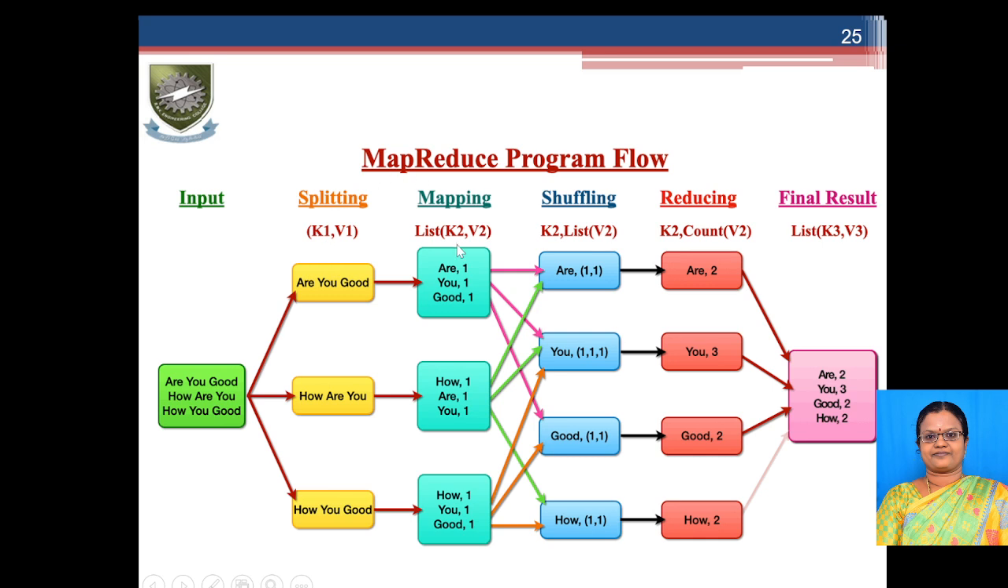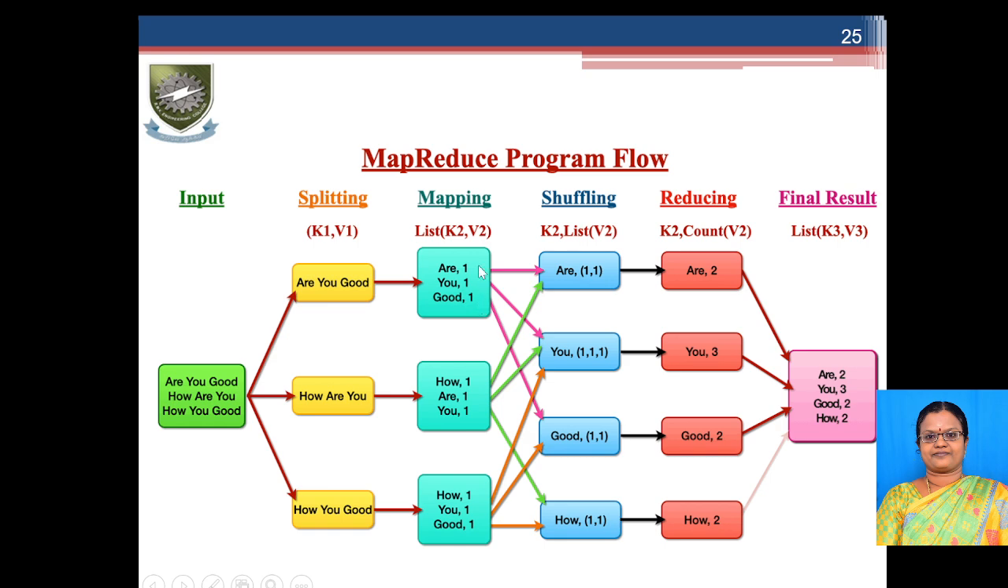The next level of work is mapping. Here it is going to provide each and every word with a value. If you take the first statement, "are you good?", it means R is provided with the value 1, U is provided with value 1, and good is provided with the value 1.